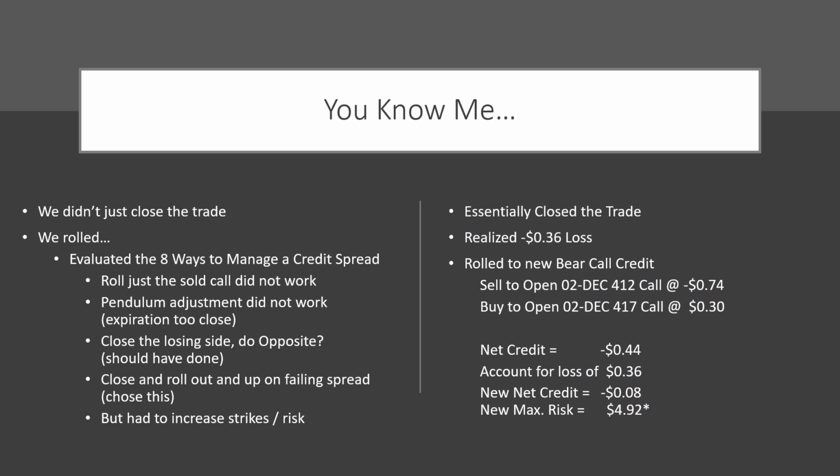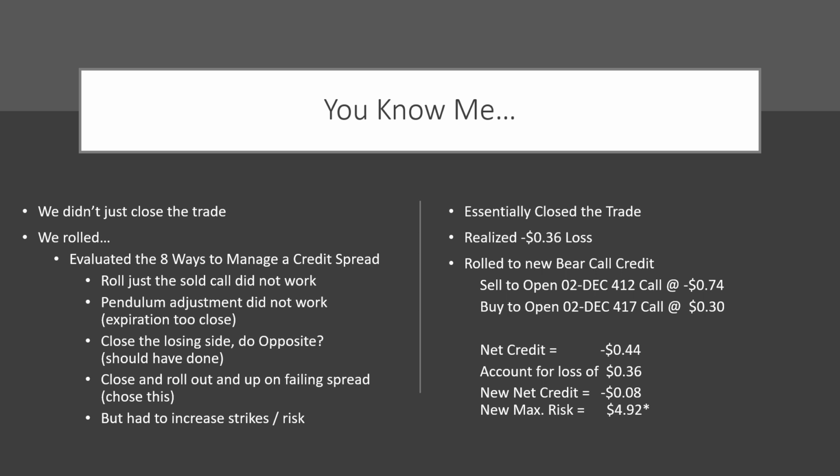Now, you know me. We didn't just close the trade. We evaluated the 8 ways to manage a credit spread to manage the failing bear call side. We did decide to just roll the position. Just moving up the sold call from the 399 strike to the 400 did not work because we were within 45 minutes to expiration. The pendulum adjustment, where we turn the bear call credit into a bull call debit by swinging that 401 call down to the 397 and leaving the 399 sold call in place, did not work either. We're too close to expiration.